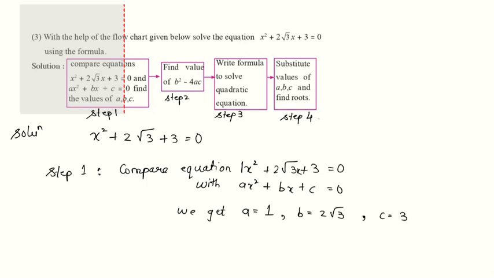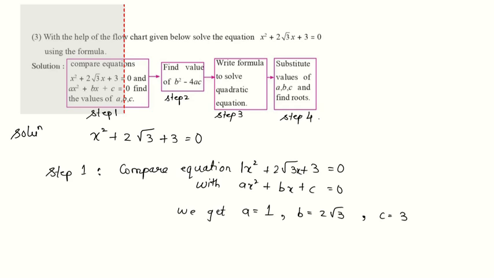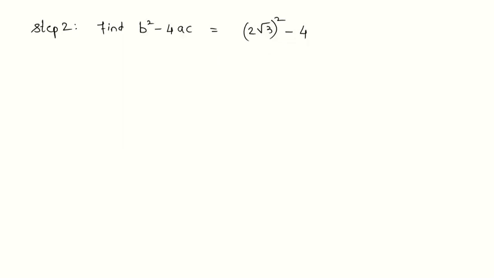What is the next step? Next step is find value of b square minus 4ac. Step 2, find value of b square minus 4ac. So how we will write this? b is, we will check here what is b. b is 2 root 3, that is 2 root 3 whole square minus 4 into a into c. What is a and c? a is 1, c is 3. 4 into 1 into 3.